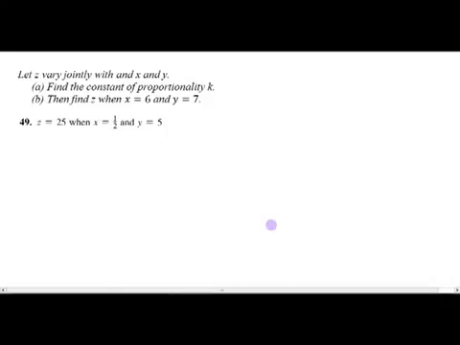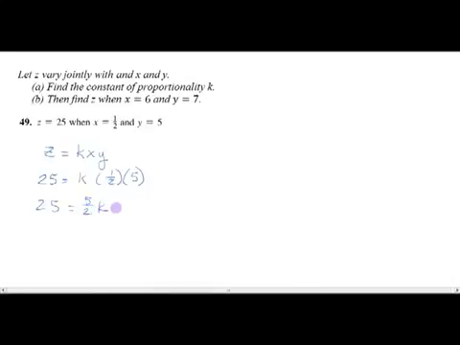Now let z vary jointly with x and y. If we have a joint model, then z varies jointly with x and y. We'll find the constant of proportionality k. So here we have z is 25. We're finding k. X is 1/2. Y is 5. And then we're getting to multiply. On the right side we get 5/2 k.